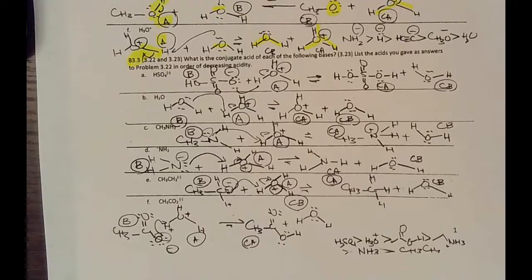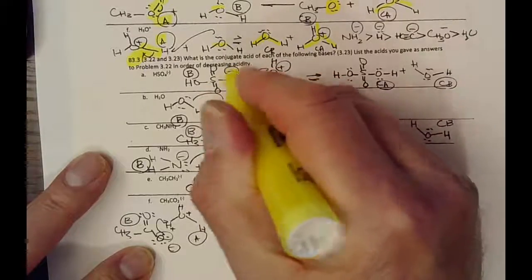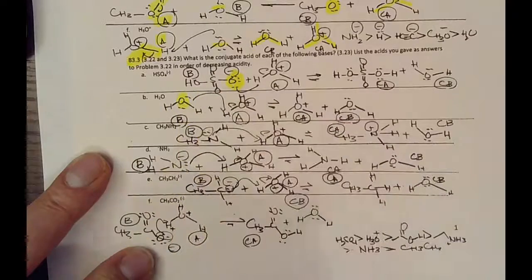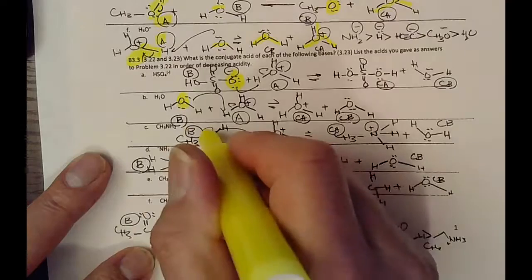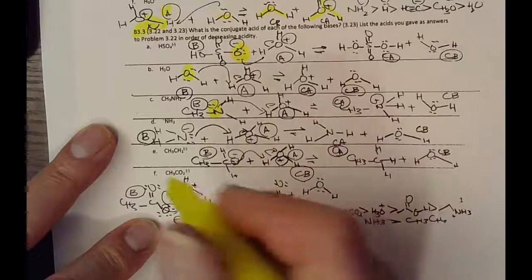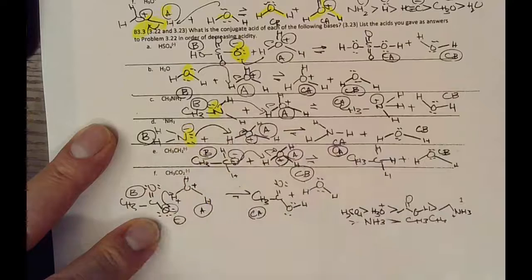Again, like we did before, we identify the base first. For the HSO2 minus, it is the O minus. For water, it is the oxygen with electrons. For this amine here, it is the nitrogen, a primary amine, and an amine is nitrogen.